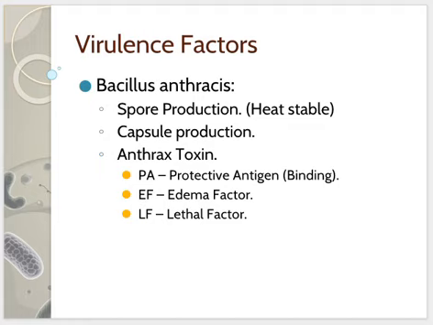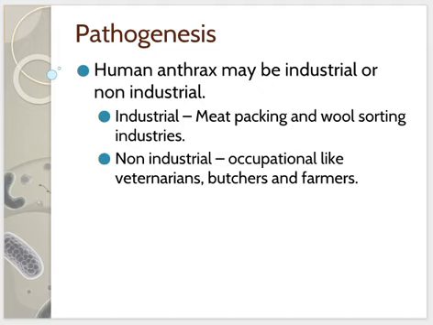When it comes to how anthrax develops in humans, exposure can be industrial or non-industrial. Industrial cases occur in workers like those in meat packing or wool sorting. Non-industrial cases happen in occupations such as veterinarians, butchers, and farmers who have contact with infected animals. Understanding these exposure routes helps in prevention and diagnosis.